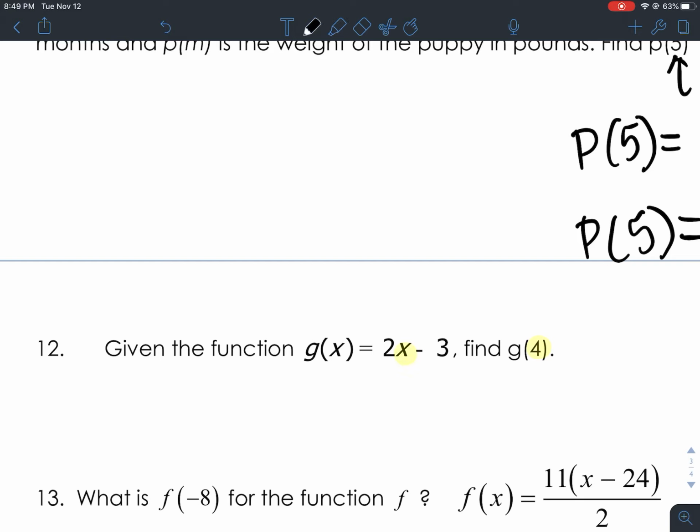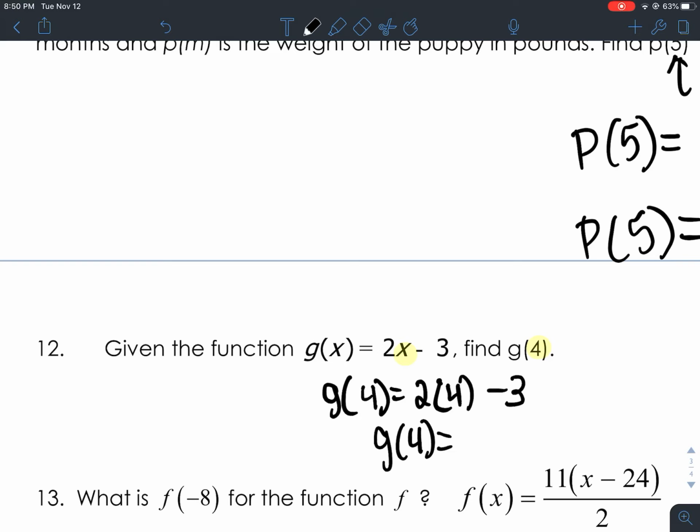Okay. You're going to plug in 4 for x in the function g of x. So g of 4 is equal to 2 times, remember it's not g times 4. It's saying take the 4 and plug it into the equation. So 2 times 4, minus 3. I just realized I've gone on to the last page. I'm going to finish this problem up, and then I'm going to go on to the next page. So g of 4 is equal to 8 minus 3, which is 5.